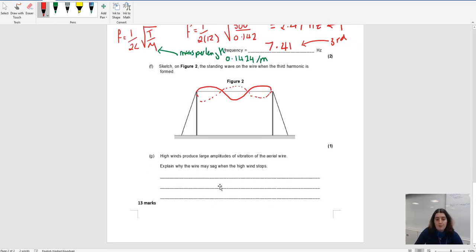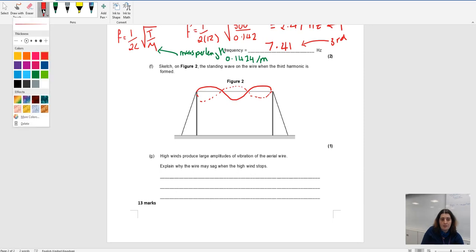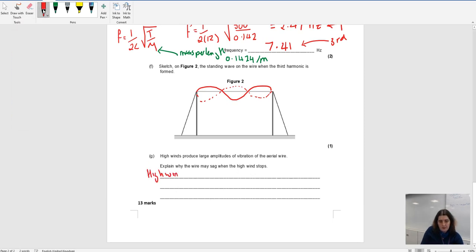So high winds produce very large amplitudes in the wire. Explain why the wire may sag when the wind stops. So this is going back to material science. Okay, so this is going back to where high winds equal high forces. So what could actually happen is when you put a really high force on copper, you may stretch it beyond its plastic limit. So it's asking why it's going to sag, why it's going to be longer than it was. Okay, so high winds equal high forces.